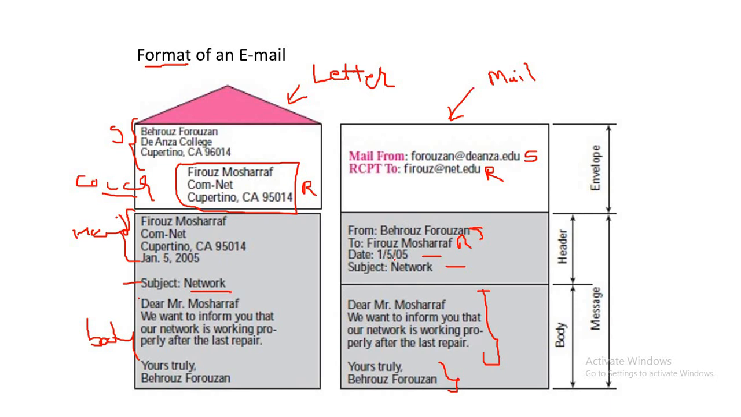Which date? 5th January 2005, and the subject is network. Here: Mr. Musraf, we want to inform you that our network is working properly after the last repair. So it is the actual message which Porosan wants to convey to Firoz Musraf. So there is a particular format of email, how to send and write email.